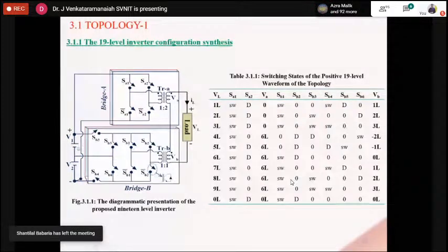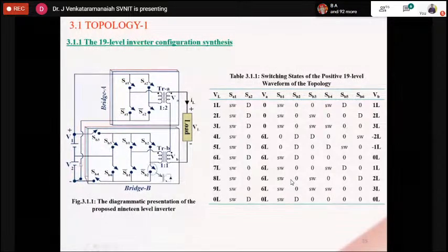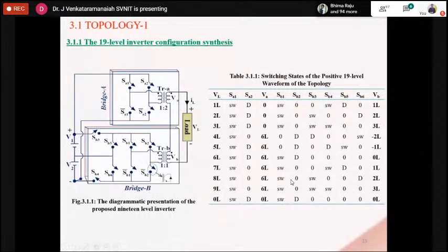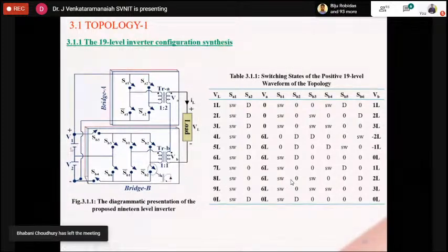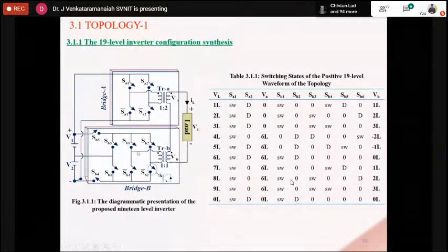For V2, only SB5 will turn off, and then source V2 will come into action and feed the supply to the load through SB5. For all positive levels, SB1 and SB2 bar will turn on, and the current will come through SB4. And for level 3, we have to operate only SB3 and SB4 with SB1 and SB2 bar. The remaining switching states follow the same pattern, as shown here.